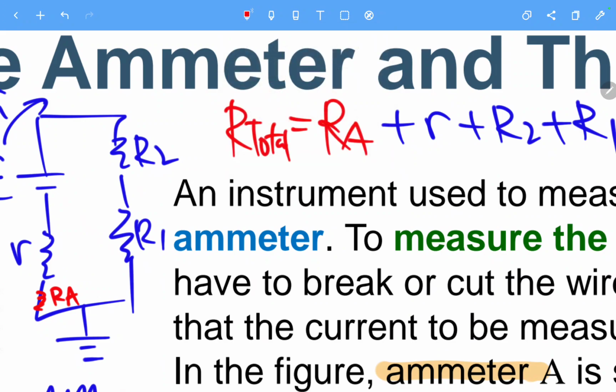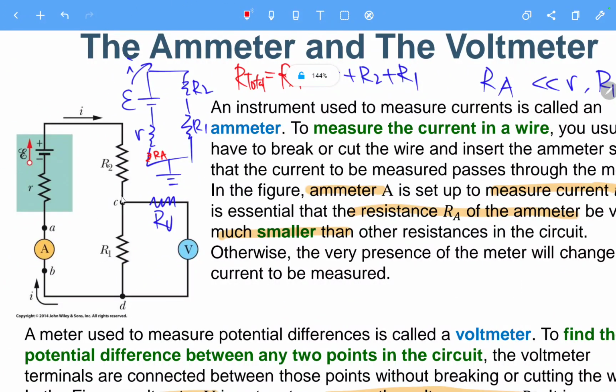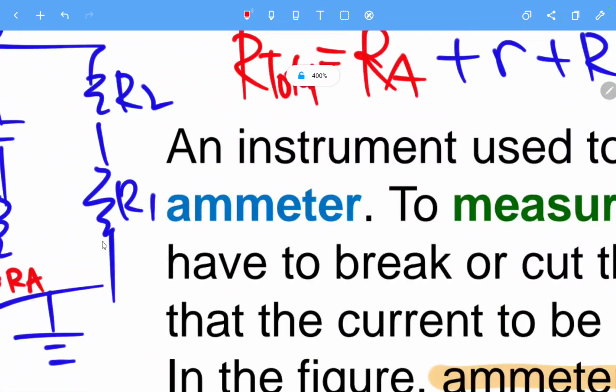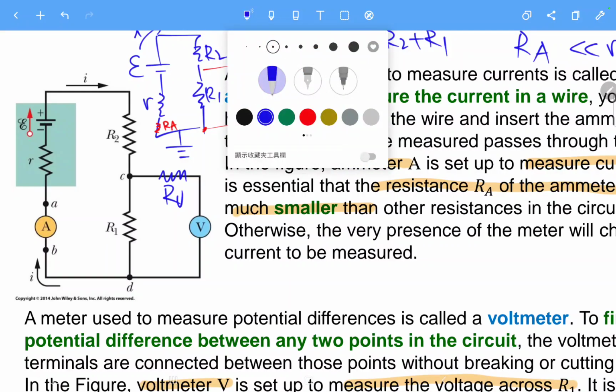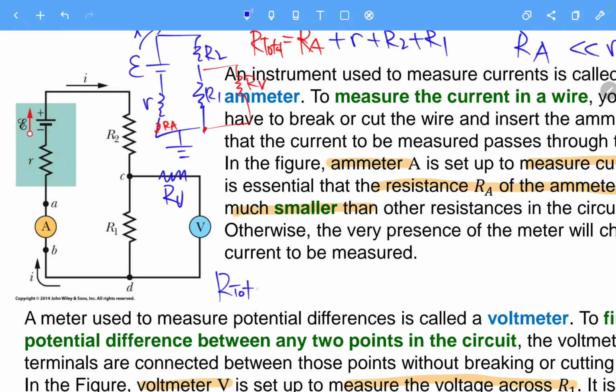Say you connect the voltmeter here, CD. This is C, this is D, which means you connect RV here. So R1 and RV are in parallel. Originally, R total equals R plus R1 plus R2. After you connect RV there, it becomes R1 in parallel with RV. Of course, this parallel operation is calculated first.